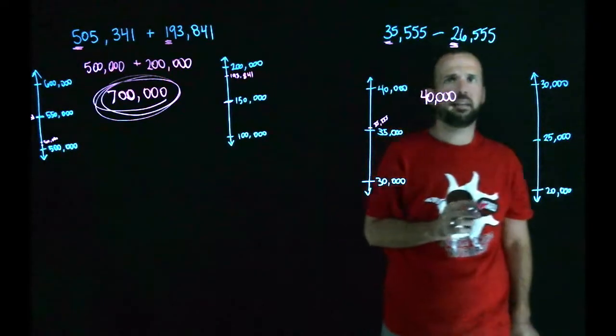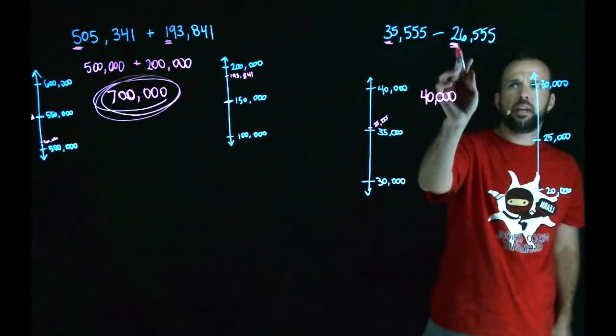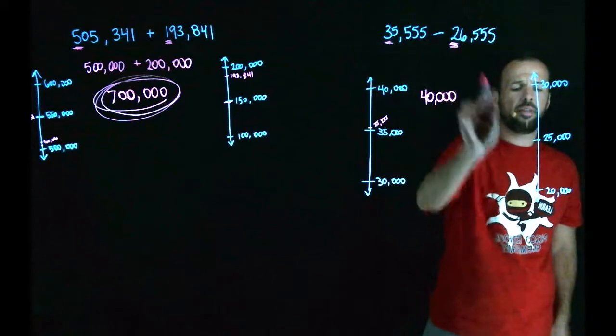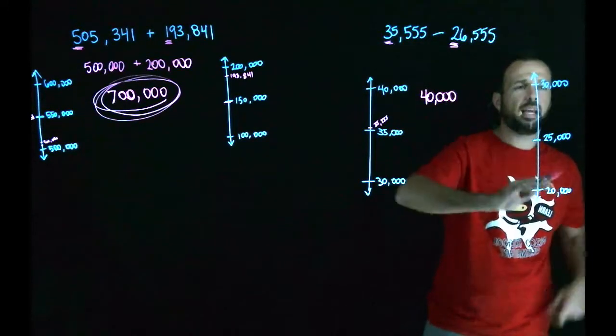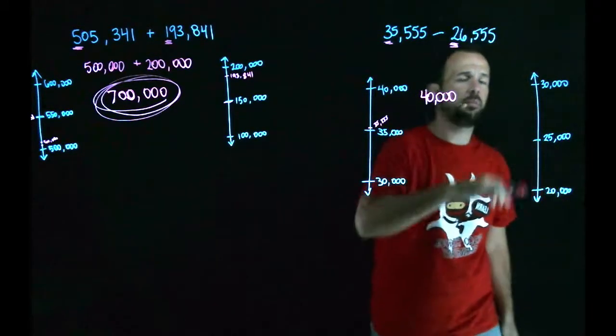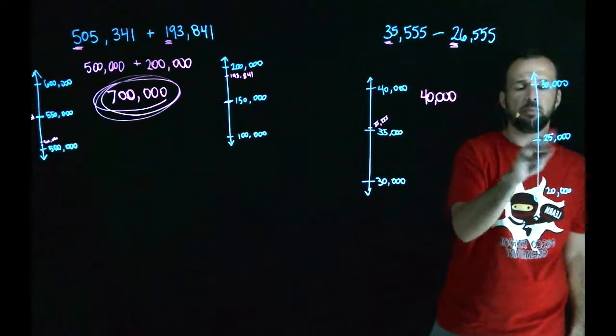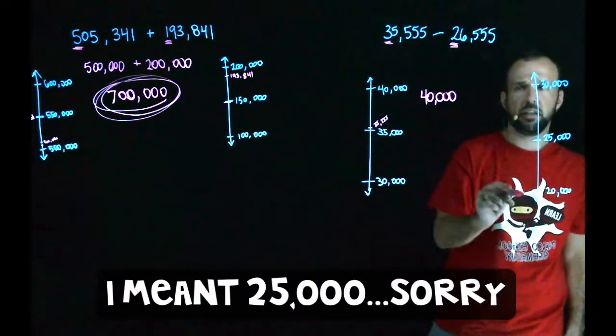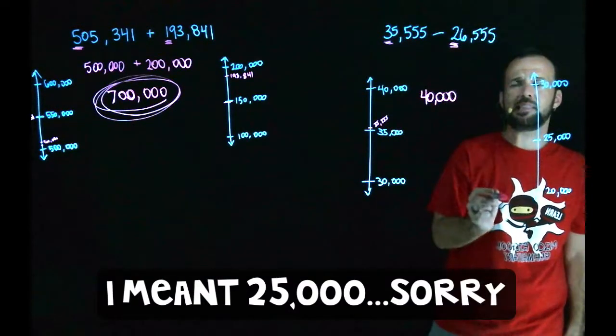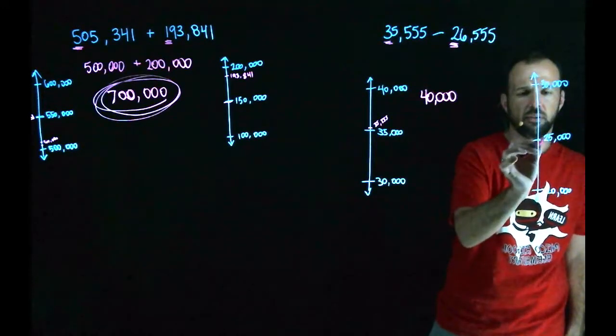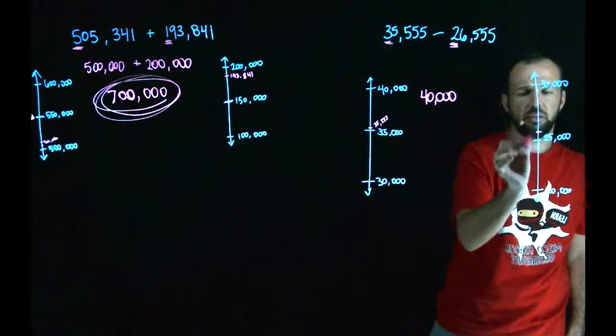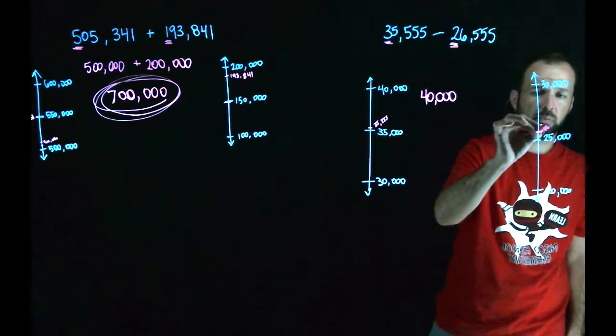Let's take a look at our next guy here. So again, I had two 10,000s that gave me 20,000. Counted up one more 10,000, gave me 30,000. Found my midway point here of 25,000. And our number of 26,000 is going to fall right above here somewhere. So again, pretty close to that middle.